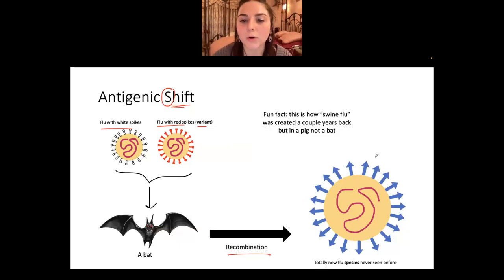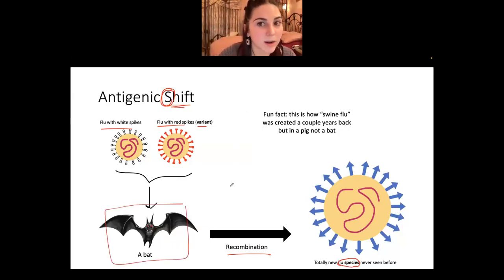And now we have a totally, totally different flu species that we've never, ever seen before in our entire lives. That shift, we're making a new species. It requires two different viruses to recombine within some sort of animal. I gave you a bat here, but remember swine flu? I forget when swine flu was, but like 2000 something? This was a pig, swine flu, swine, pig. So this is what happened. You had two different flu viruses that recombined in a pig, and we made a new flu virus, and that's swine flu. Okay, so it happens.